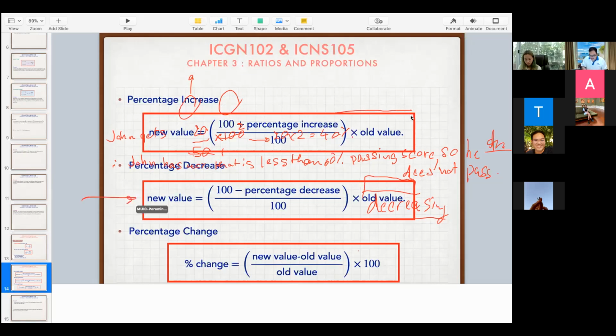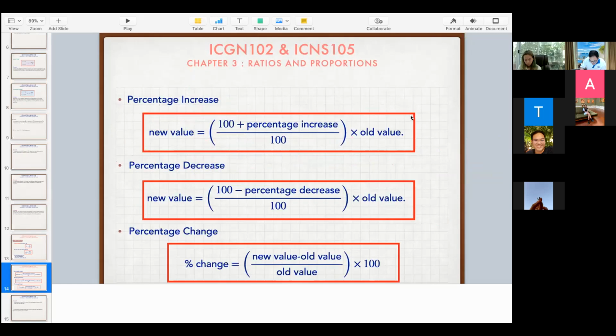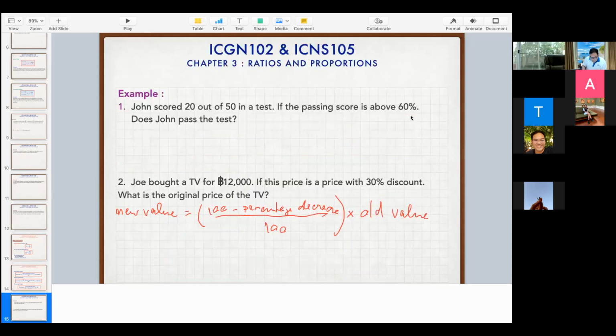How are we going to use it นะครับ? For percentage decrease, let me write the formula for you first. New value equals 100 minus percentage decrease, over 100, times old value, right? This is the formula. I said Joe bought a TV for 12,000 นะครับ and you ask for the original price. That means 12,000 is the new price, isn't it? Right? It's the new value, 12,000.